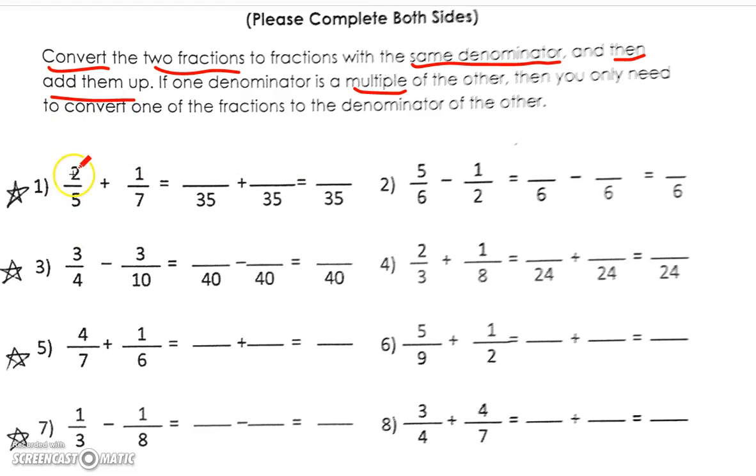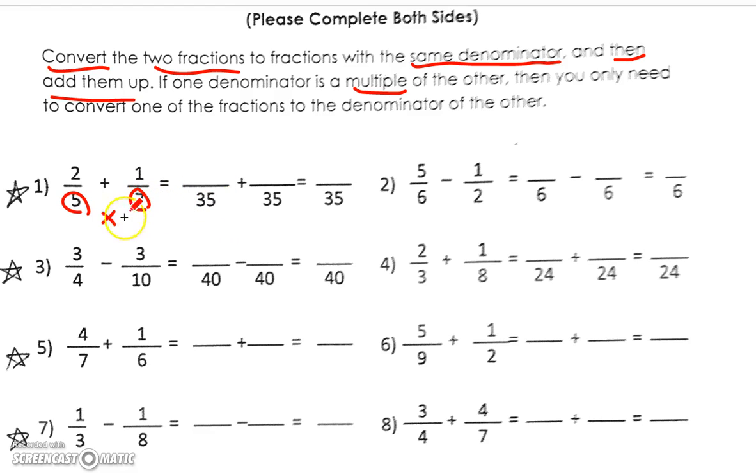So let's start with number one. I see that we have 2/5 plus 1/7. Now I know that I can only add my fractions together if they have like denominators, and I see that 5 and 7 are not the same number. So the way that I make them have the same denominator is by finding a common multiple. One quick way to do that is just by multiplying them together. 5 times 7 gives us 35.